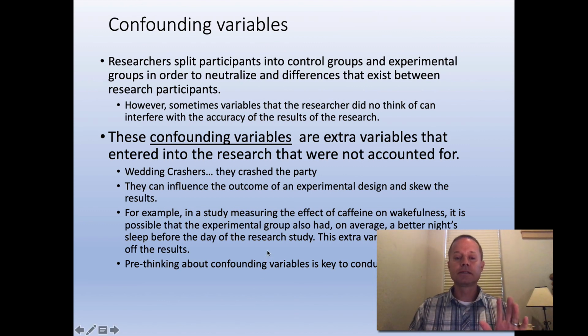I'll give you an example. Let's say you're doing a study measuring the effects of caffeine on wakefulness. It is possible that the experimental group also had, on average, just by chance, a better night's sleep before the day of the research study. This extra variable would throw off the results. So you want to pre-think about confounding variables and try to account for them before you do your research.